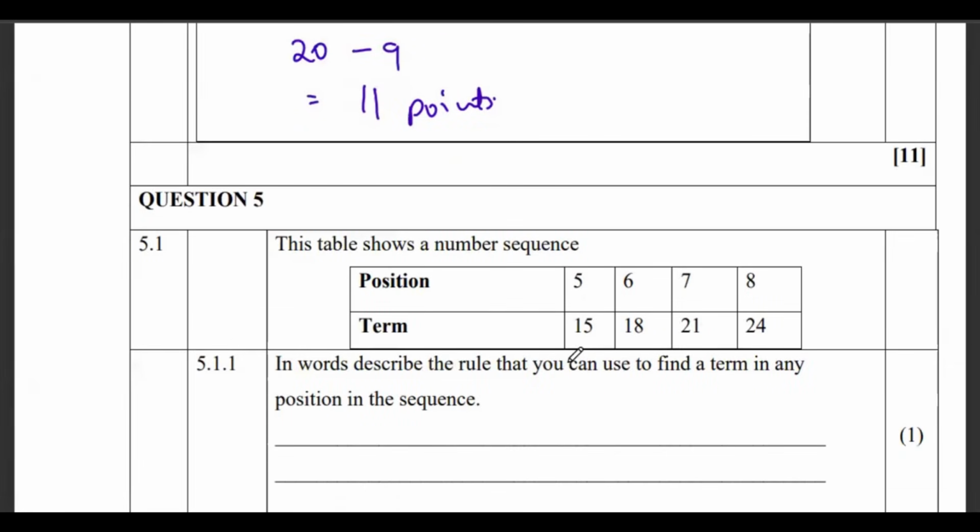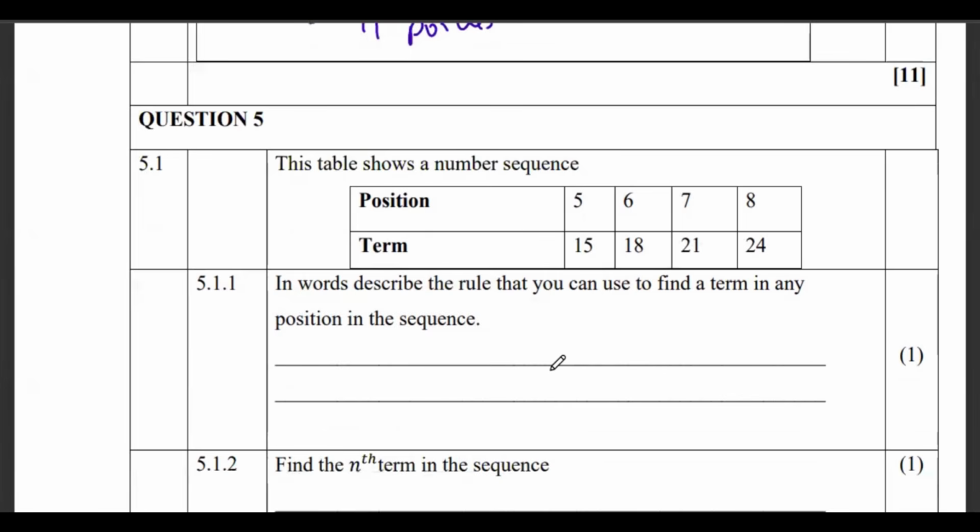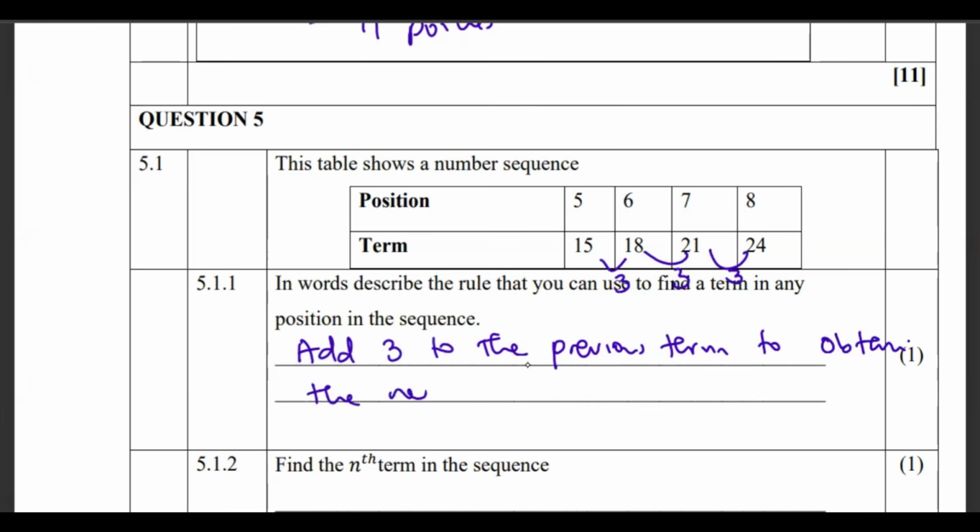All right. Then question number 5, which is the number patterns. Table below shows a number sequence, position, and then the term. So in words, they want us to describe the rule that we can use to find a term in any position. So what are we doing? We are basically adding 3. Okay, so we can say that add 3 to the previous to obtain the next term.